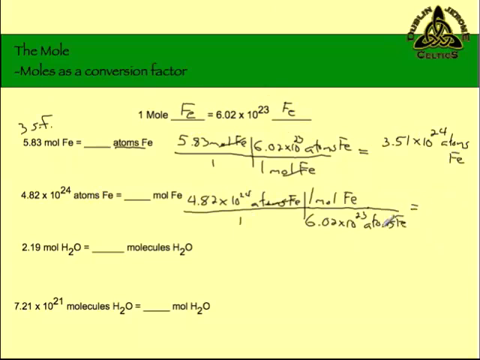Atoms cancel out, and my units are in moles, so I divide 4.82 times 10 to the 24th by Avogadro's number. I have 3 sig figs to start with, so I need to end with 3. My answer is going to be, how many moles do I have? I have 8.01 moles of iron. So I can use that as a conversion factor.